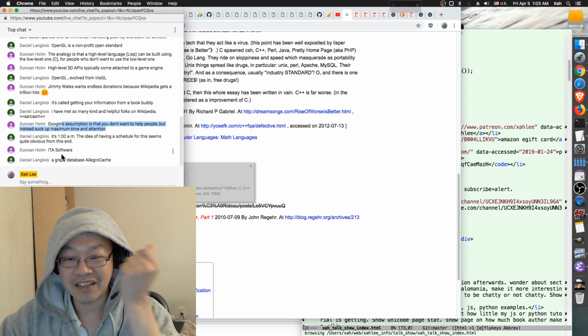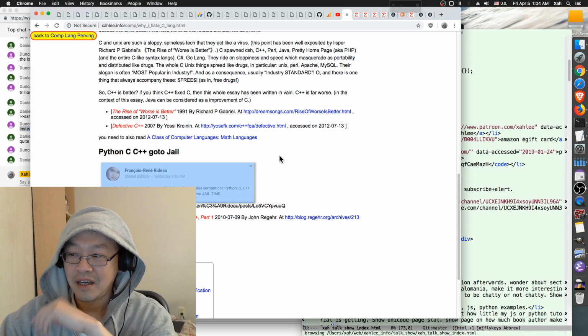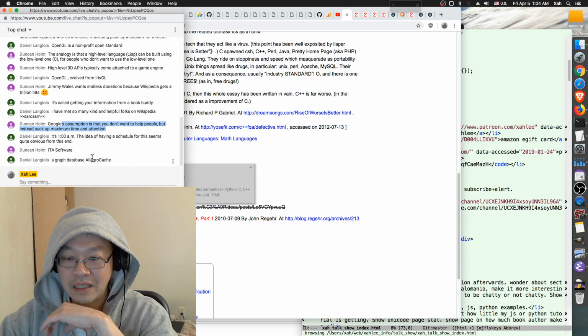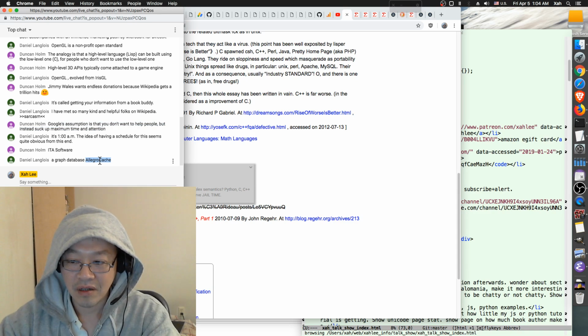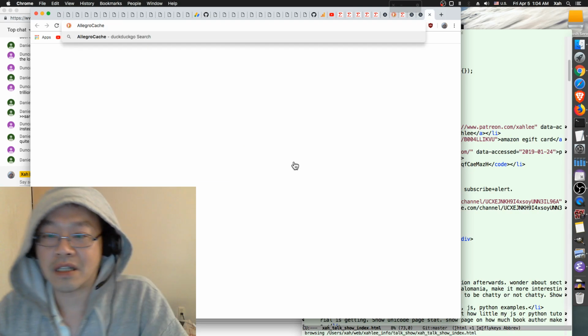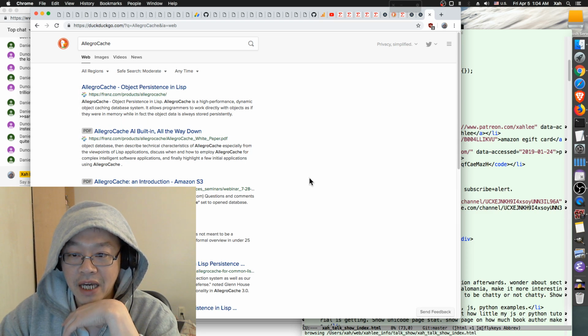ITA Software. That's it. Thank you, Duncan. Yeah, ITA Software was the software that sells airplane tickets, and Google bought it, and it's written in Common Lisp. Okay, Danielle says a graph database, Allegro Cache. What does that refer to? I mean, what's the context? I forgot. Allegro Cache is an object persistence system in Lisp. Okay, made by Franz.